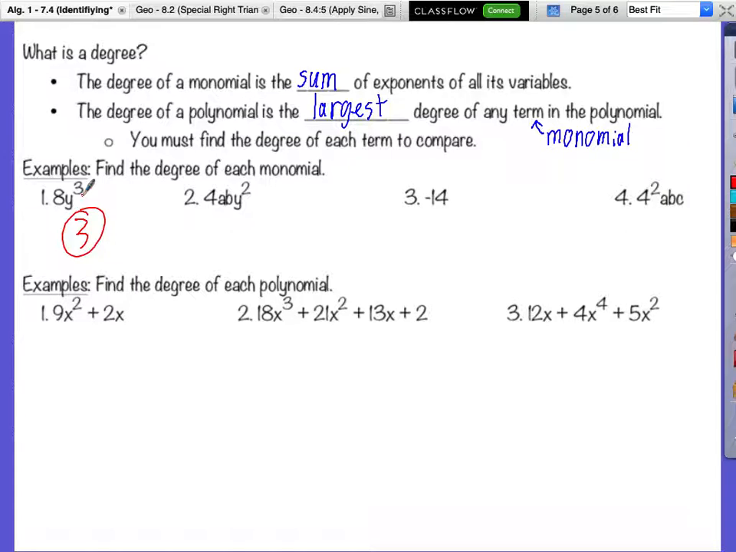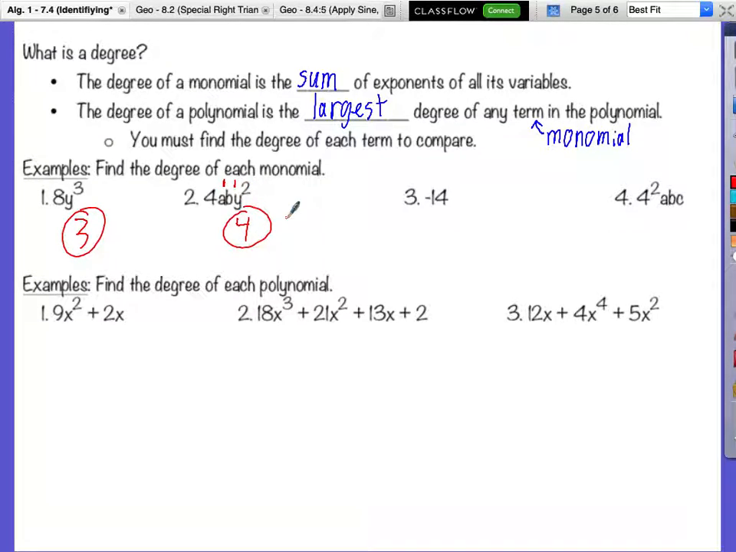On number 2, how many variables do we have here, Riley? 3. We have a, b, and y. What power is a being raised to here, Owen? 1, I think, yeah. What power is b being raised to? 1. And what power is y being raised to? 2. So what would be the sum of the exponents of the variables? Rachel? 4. How did you get 4? You added 1 plus 1 plus 2, and you get 4.